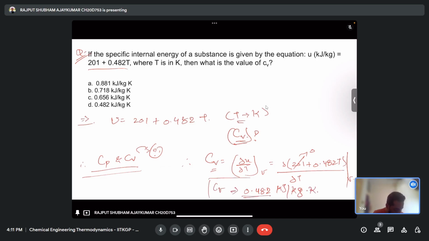So we just need to know what is specific heat at constant pressure and what is specific heat at constant volume. So we know that Cv is equal to del U by del T at constant volume.